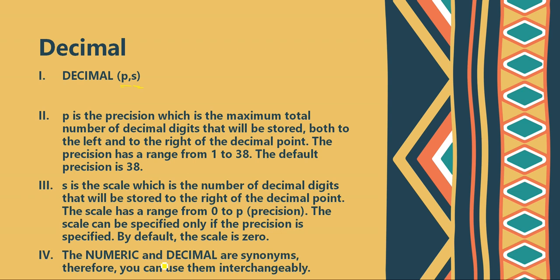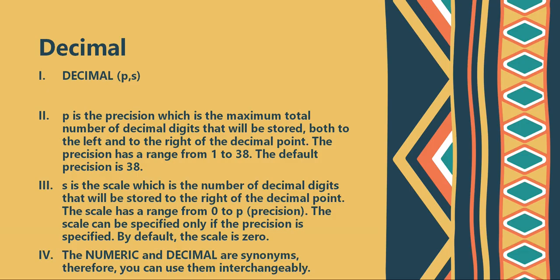Numeric and decimal are synonyms. Synonym means we can use both interchangeably. We can create decimal 5, 2, or we can also create numeric. These are the interchangeable names for storing decimal values. These are the two data types. Okay.